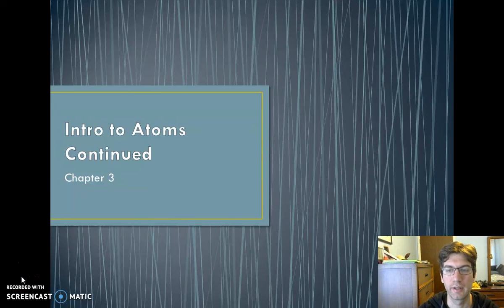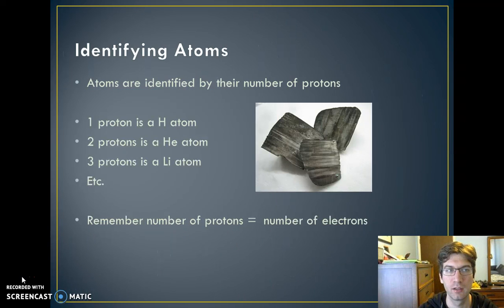Moving on with our discussion on atoms, we are going to be talking about atomic numbers and atomic mass, both of which can be found on your periodic table. As a reference, you don't have to memorize these things, but you do have to know how to use your periodic table in order to find them.